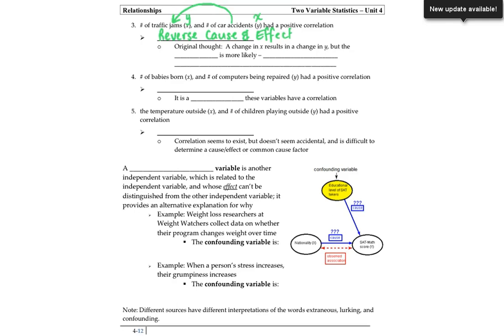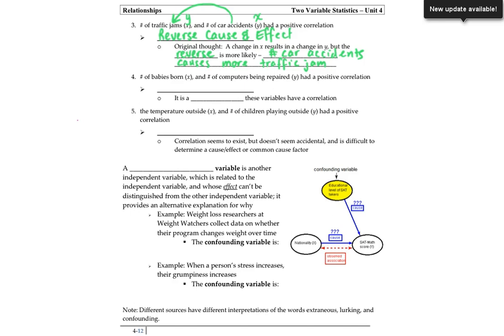So this is what we call a reverse cause and effect. In this case, the original thought was a change in X resulted in a change in Y, but the reverse is more likely. In this case, the number of car accidents causes more traffic jams. So that's a reverse cause and effect, which means that it appears that the independent and the dependent variable got mixed up.